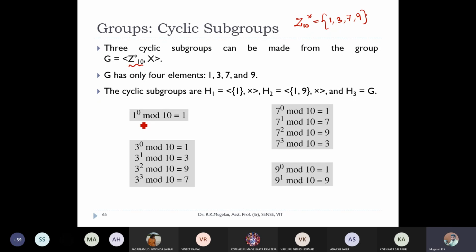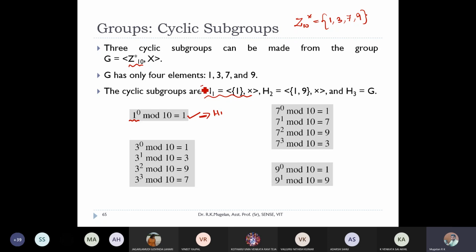if we take 1, here 1 power 0, you go with the conventional mathematical way which we just studied, 1 power 0 with multiplication. So anything power 0 is 1. So 1 mod 10 is 1. Next, the second element 3. So this one goes for my H1 subgroup.